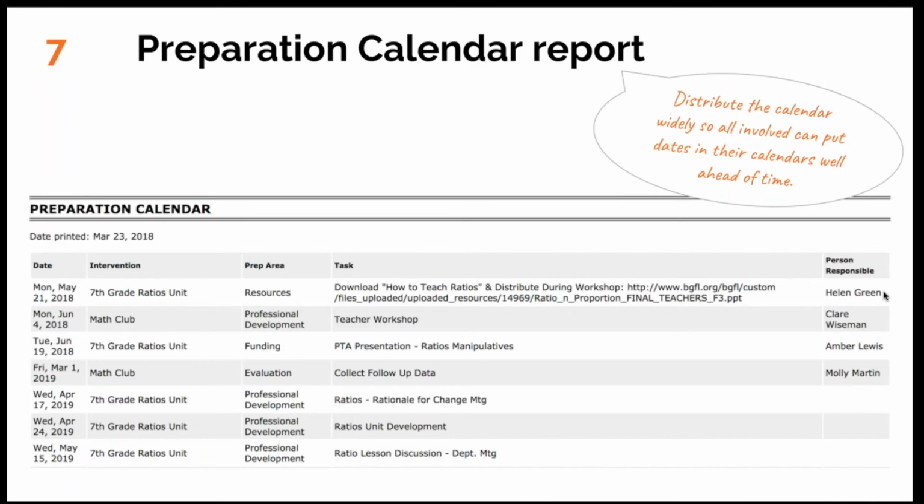And last but not least, the preparation calendar report. This will give everybody the dates when everything's going to be happening, whether it's professional development or it's funding, and we also list the person responsible so that everybody knows if they're expected to do something, what that date is. And we want to make sure that we're giving it to them early so that they can put dates in their calendars ahead of time and nobody is taken off guard.